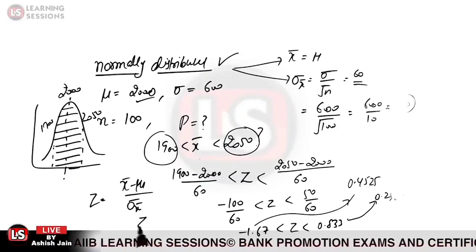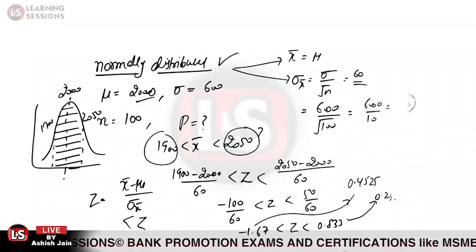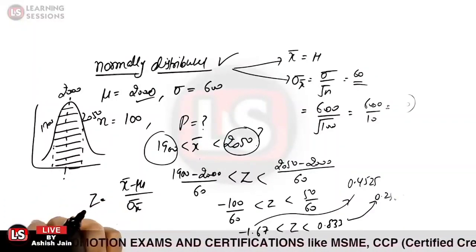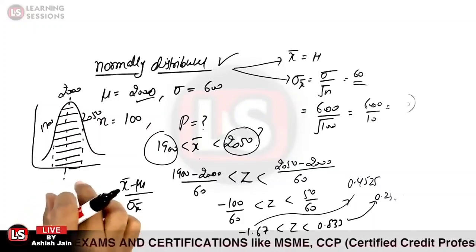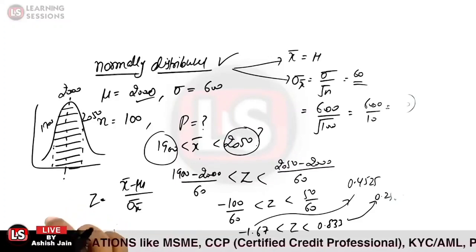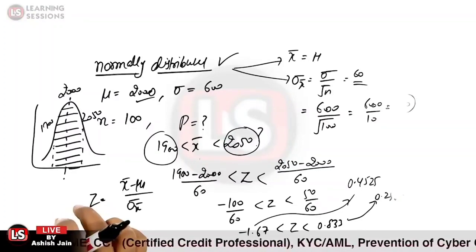So we can write the Z value as lying between minus 1.67 and 0.833, and this is the region that we need to calculate. So what will we be doing? We'll be covering the value above it and the value below it. We will be basically adding them up, because we want to get the values in between.